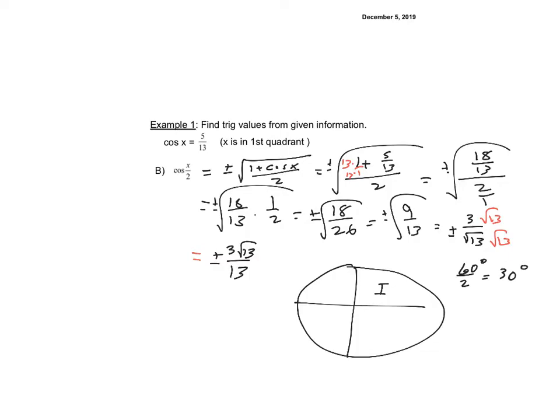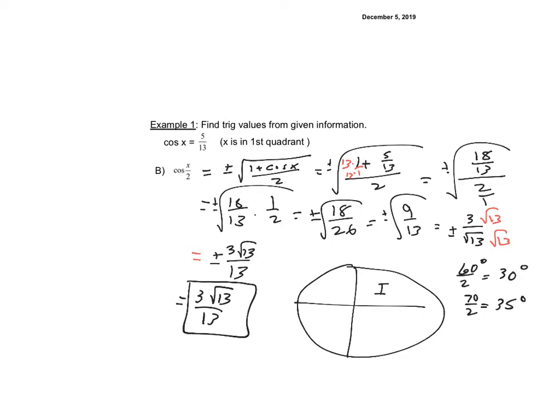Any angle that's in quadrant 1, if you take it and divide it by 2, your angle is still going to be in quadrant 1, so your value there is going to be positive. So our solution there is 3 square root of 13 over 13.